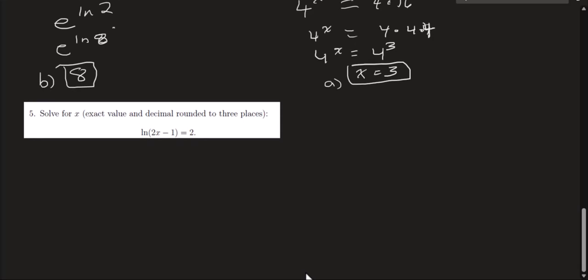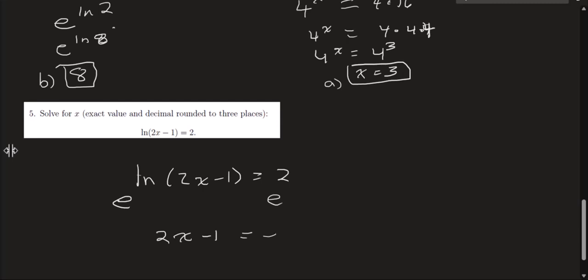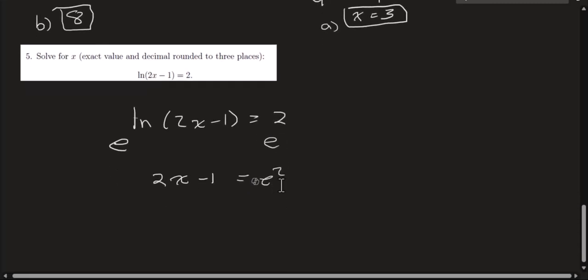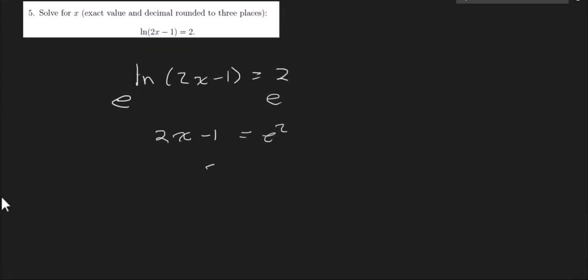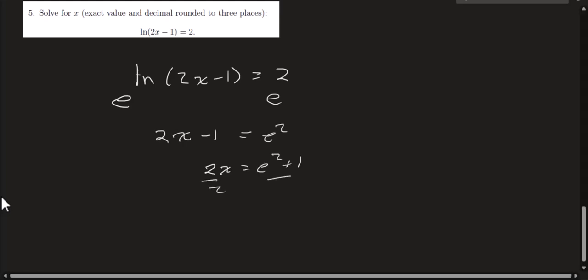Solve for x, exact value, and decimal rounded to 3 places. So the natural log of 2x minus 1 equals 2. The way you get rid of a log is you make it a power. So e and log cancel each other out, and I get 2x minus 1 equals e squared. And then to solve this, I'll add 1 to both sides. So I get 2x equals e squared plus 1. Divide both sides by 2. X equals e squared plus 1 over 2.